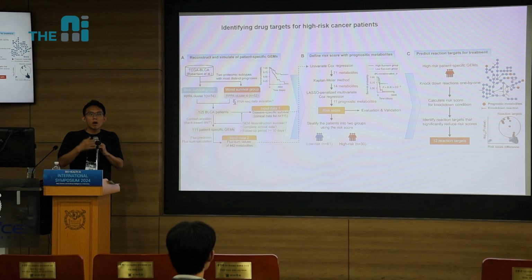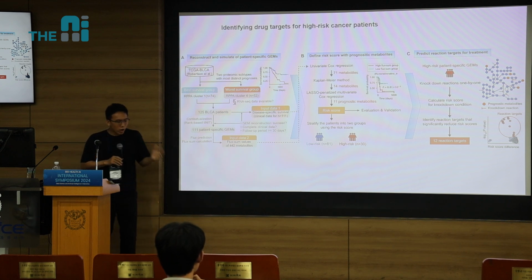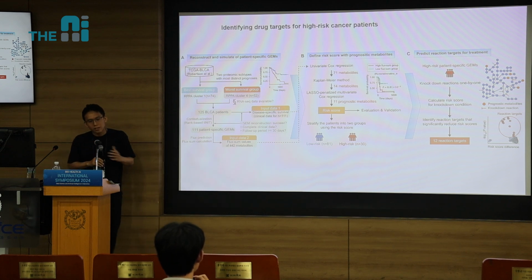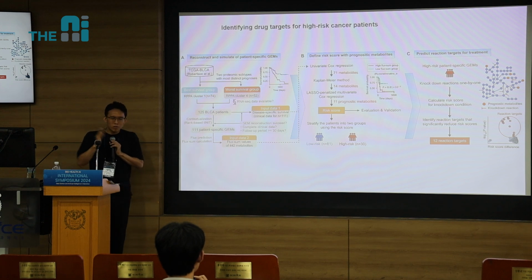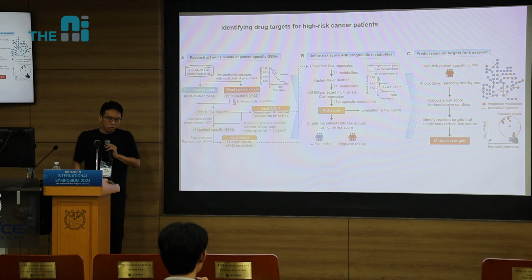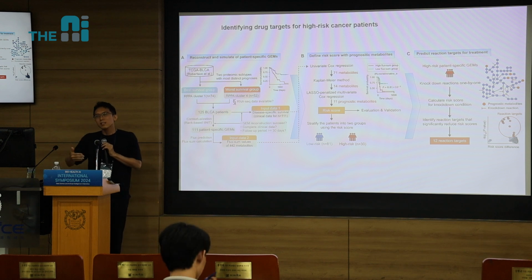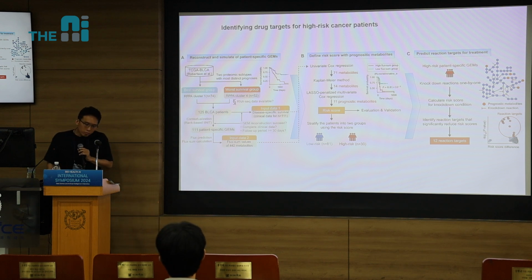So that motivated us to come up with one question. These are people suffering from the same cancer type, but they show different prognosis, which means somehow we have to come up with different drug targets depending on the risk level of the cancer patients suffering from the same cancer type. So that was a valid motivation. For the high-risk cancer patients, there should be another distinct set of drug targets.